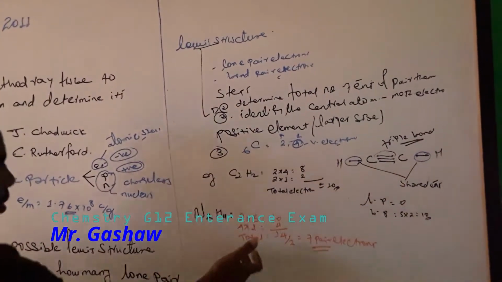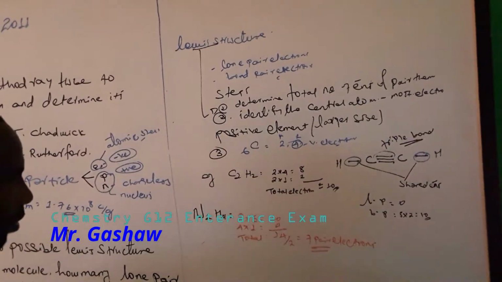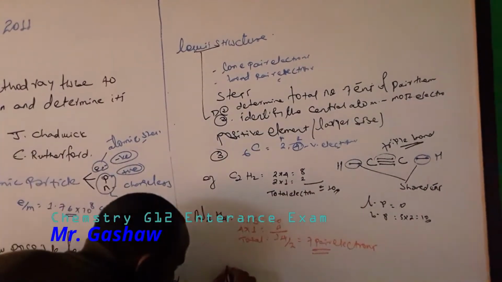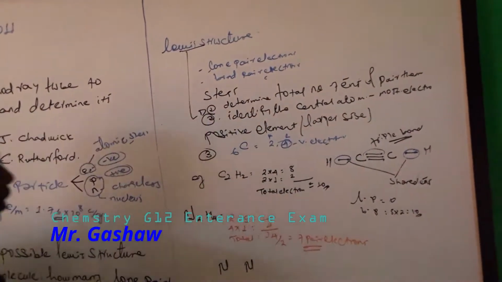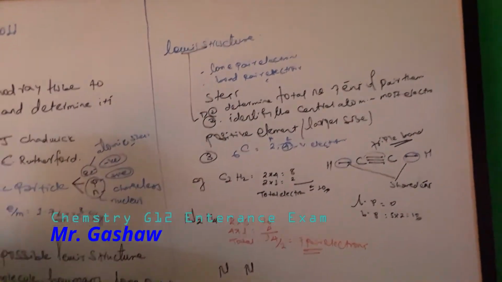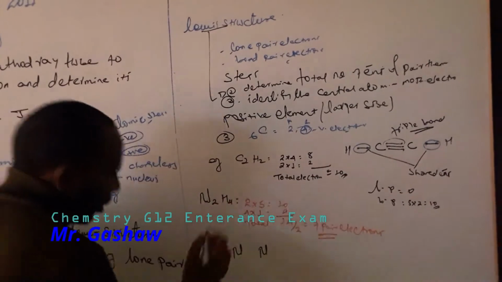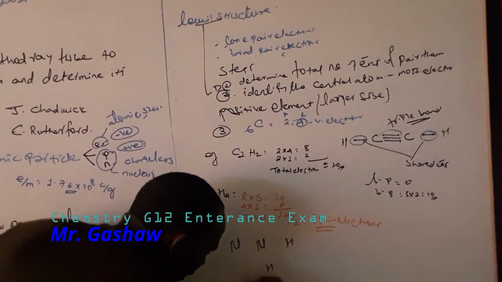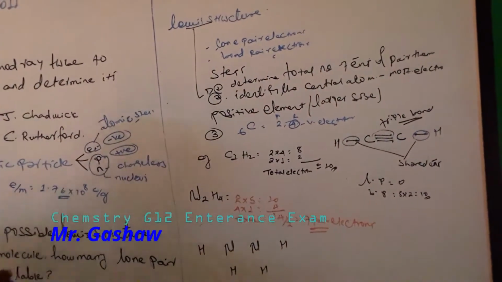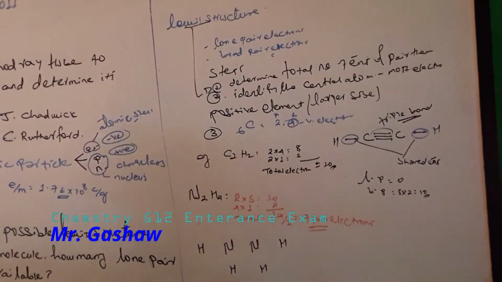So from this, we should draw the structure. Draw the structure of what? This one. The central atom is nitrogen. Here it is 1 nitrogen, and here is another nitrogen atom. Then there are 4 hydrogen atoms. We should put the 4 hydrogen atoms just like this. Here are the 4 hydrogen atoms.